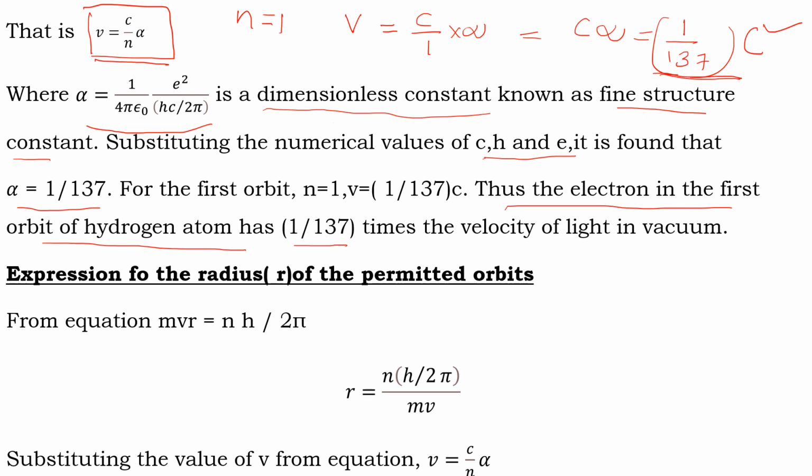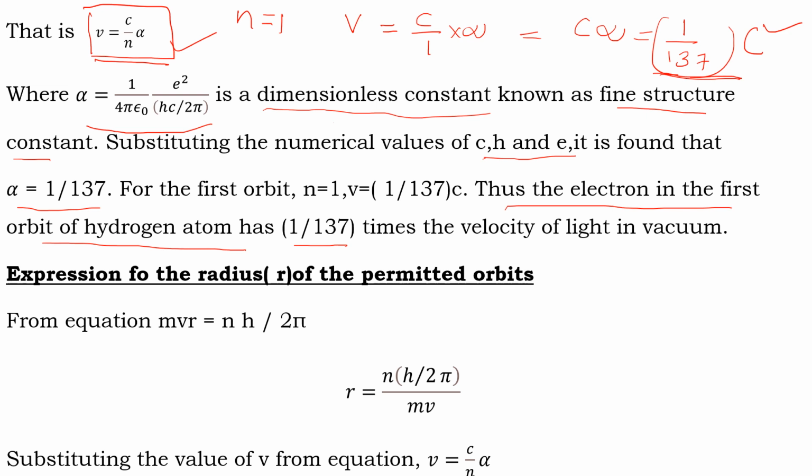Therefore, the general expression for the velocity of an electron in an orbit is V is equal to c by n into alpha, where c is the velocity of light in vacuum, n is the orbit in which the electron is orbiting, and alpha is the fine structure constant.